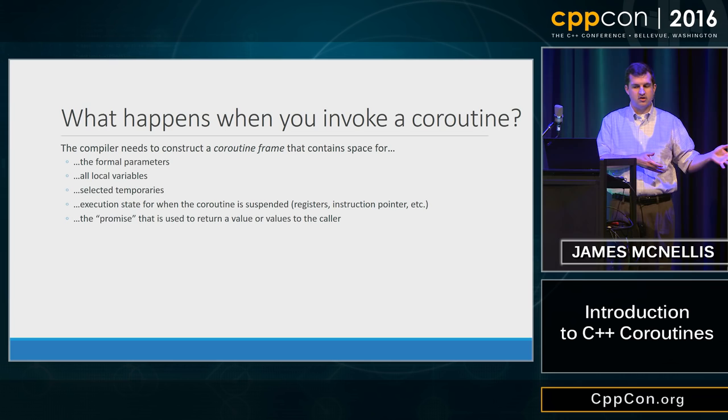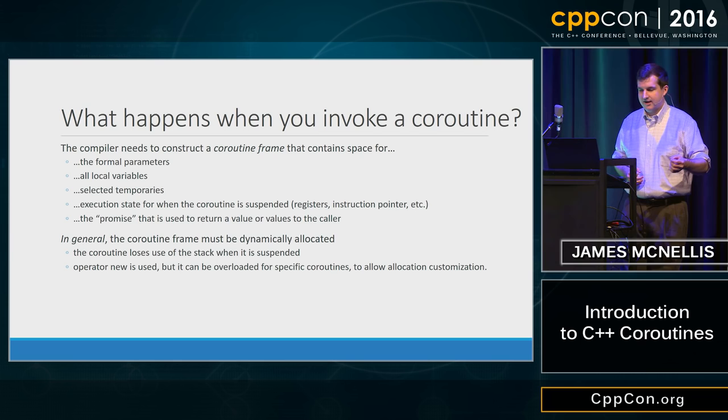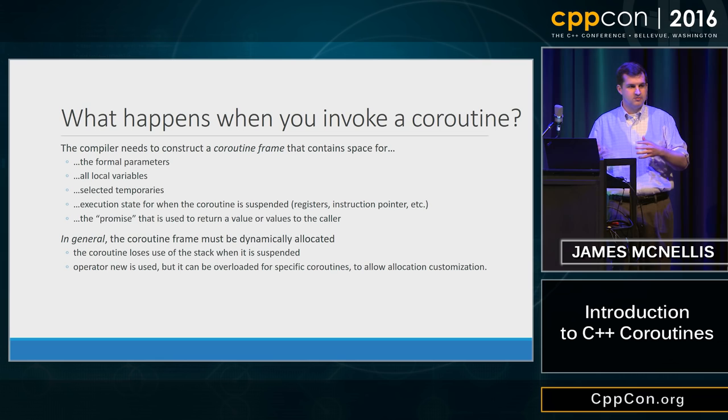In general, the coroutine frame must be dynamically allocated. The coroutine loses control of the stack when it is suspended, so it returns to its caller, and the caller could call some other function and use any stack space that the coroutine might have wanted to use. Operator new is used by default, but this can be overloaded for specific coroutines to allow customization.